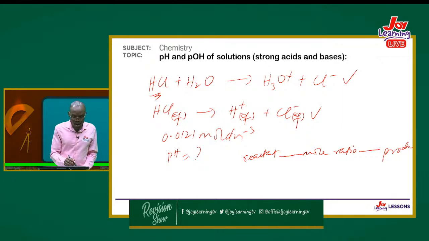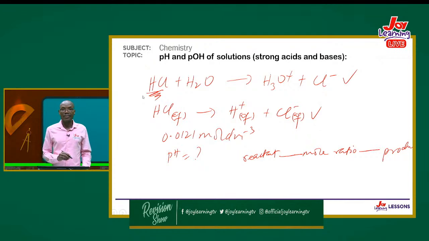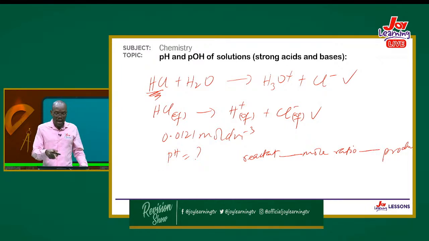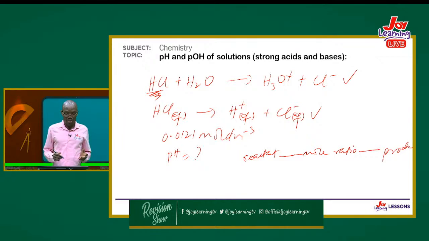What do we know here? We know the concentration of HCl, and they are asking us to calculate the pH of the solution. So if I'm to calculate the pH of the solution, then I should know the concentration of the H+ ions, because the pH is the negative log of the concentration of H+ ions. So I use mole ratios.